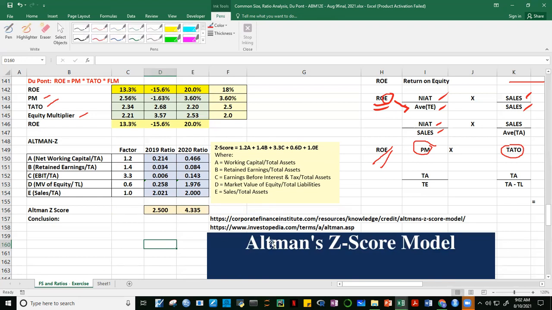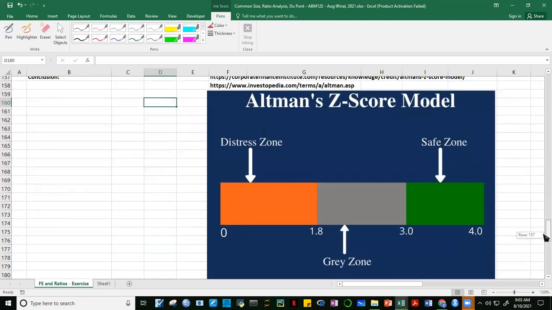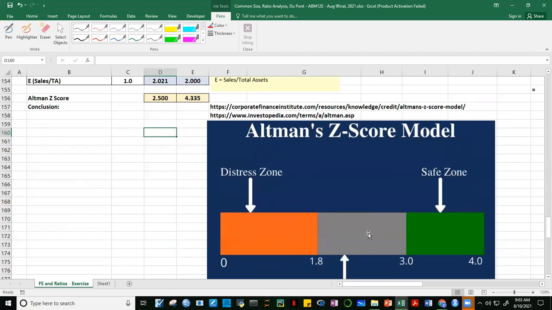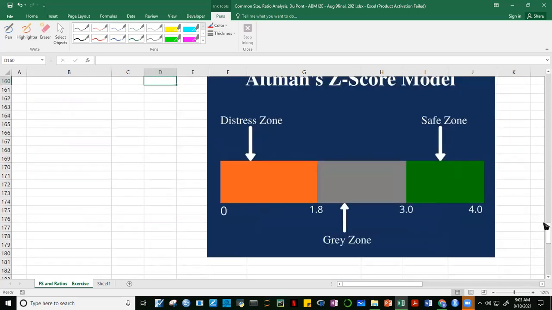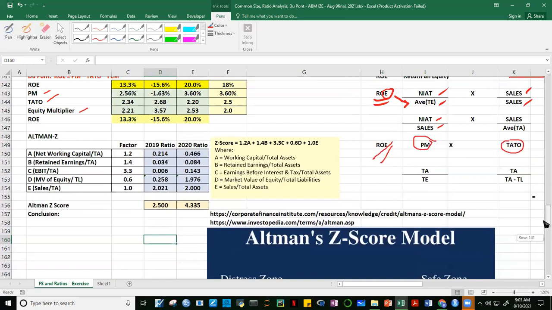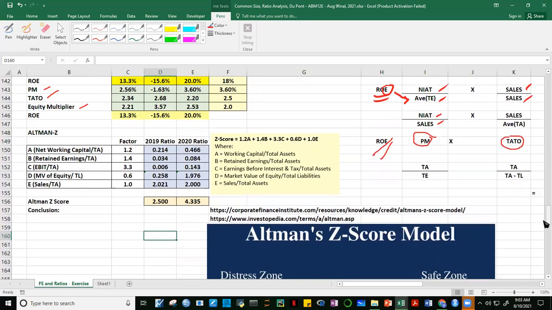Noong 2019, guys, ano nangyari? Nasa gray zone siya, 2.5, no? Si XYZ company, so medyo alanganin siya. We cannot say na safe siya. We cannot say din na magiging bankrupt siya. So nasa gray zone siya. Pero noong 2020, it's good that it was able to recover, 4.335. So andito siya, nasa safe zone siya. Okay yung performance ng 2020. No chance, ang probability na magiging bankrupt siya is practically none.